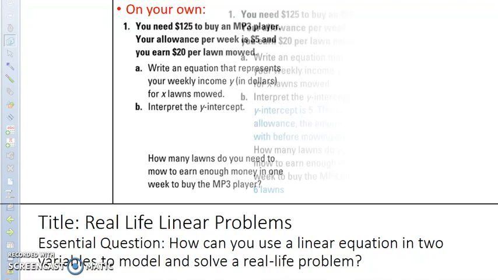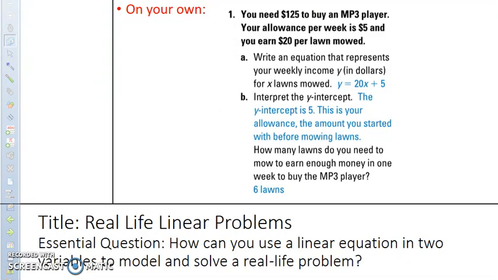All right, here's what we should have gotten. So you wrote the equation, y equals 20x plus 5. Interpret the intercept. You didn't even have to graph it. 5 is the allowance you started off with before mowing those lawns. And then how many lawns do you need to earn enough money for the MP3 player? You would plug in 125 into your equation, and then you will get 6 lawns.